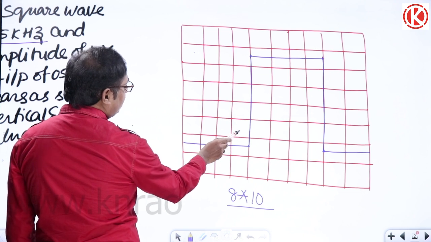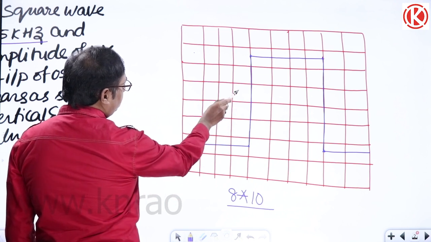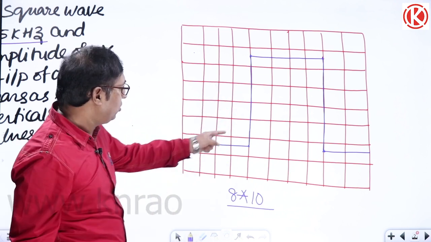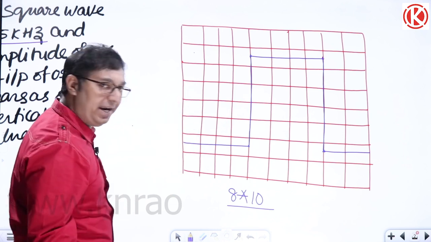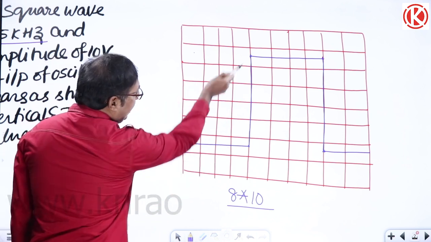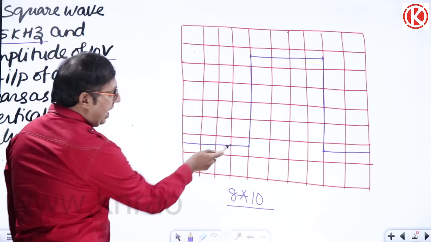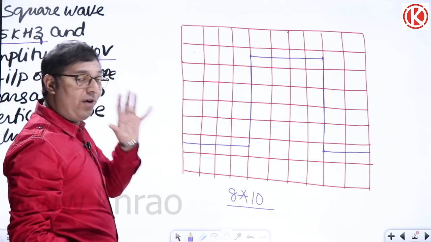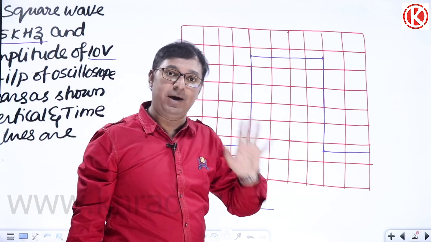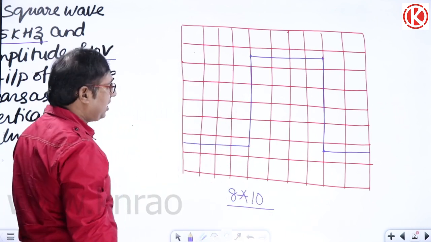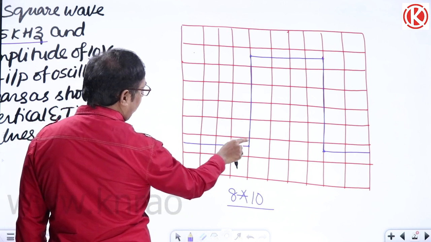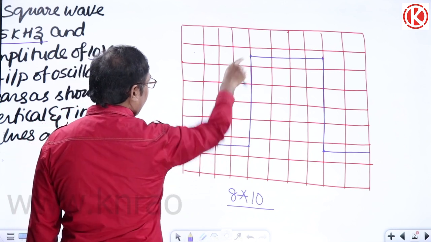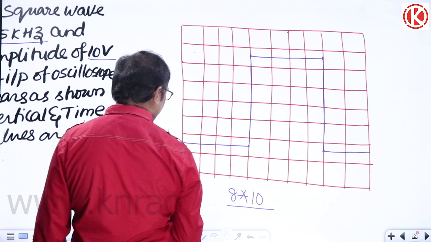First you count the full divisions: 1, 2, 3 and 4. If you observe, 4 full divisions are occupied, and half here and half here. Totally 5 vertical divisions are occupied. Or you can count like this: half here, 1, 2, 3, 4, and half. Totally 5 vertical divisions are occupied.